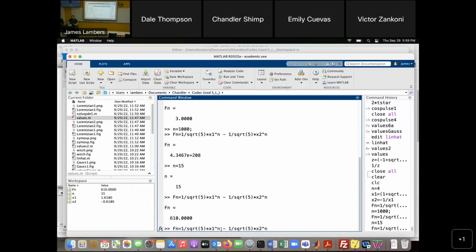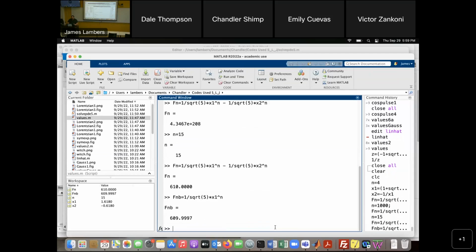But now I'm going to remove this term. Pretty close. So the larger n gets, the better an approximation the term would be. I didn't actually expect it to be that close.